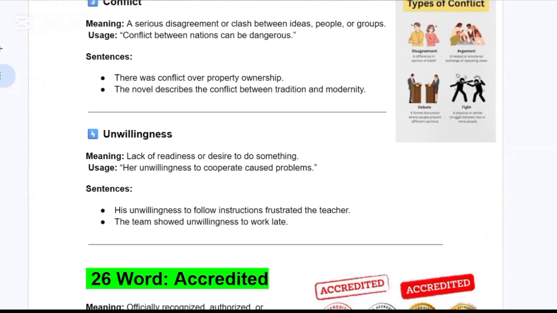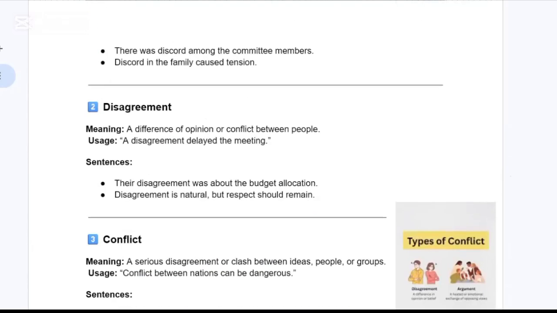Unwillingness: lack of readiness or desire to do something. Her unwillingness to cooperate caused problems. His unwillingness to follow instructions frustrated the teacher. The team showed unwillingness to work late.